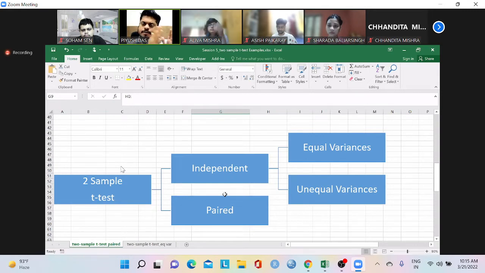Or let's say there is a medicine for cholesterol level. Before you take that medicine, what is your cholesterol level? Let's say 80, 100, 120 or 200. Then after taking the medicine, after 2 hours, what is your cholesterol level?